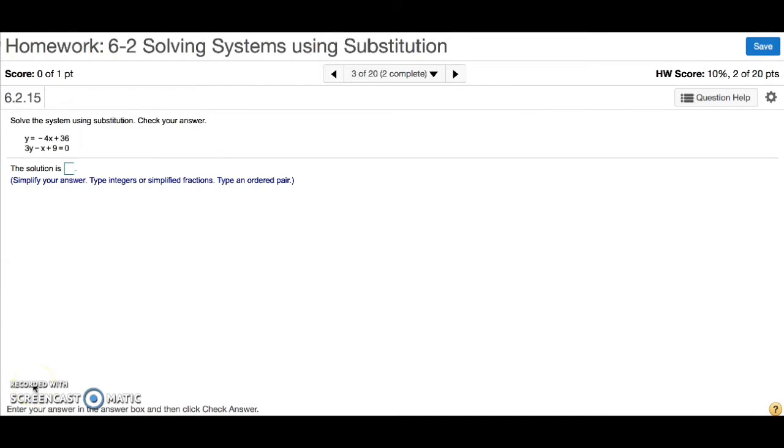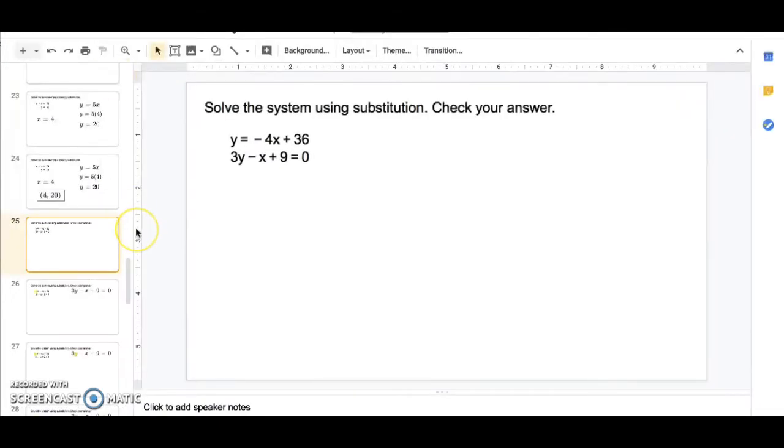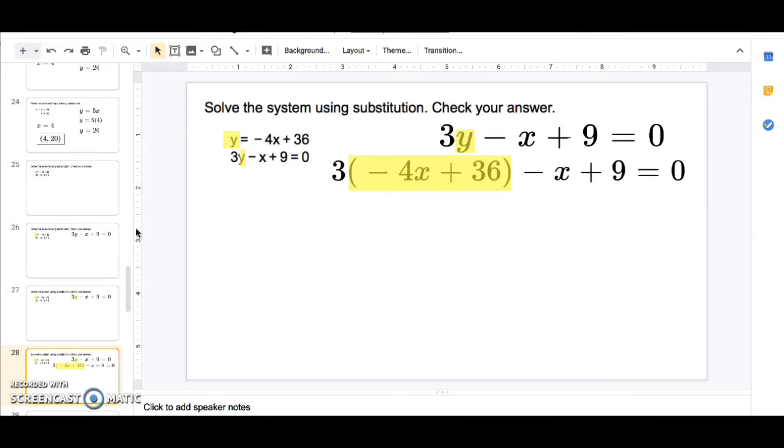Okay, number 3. We are again solving the system using substitution. Our first equation is already solved for y, so that means we're going to want to use that one and substitute what y equals and put it in for y in the second equation. So let's do that. So we have y equaling negative 4x plus 36. So what we're going to do is take out the y in the second equation, which is 3y minus x plus 9 equals 0, and replace the y. Okay, so we take the y out and replace it with negative 4x plus 36.